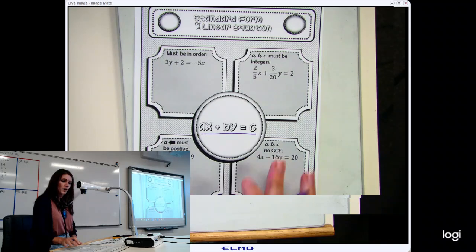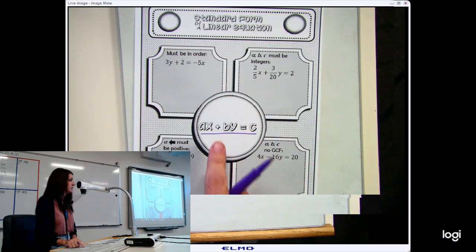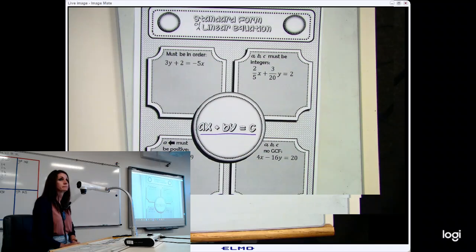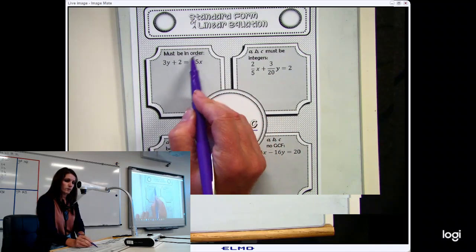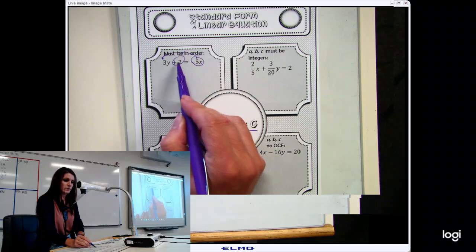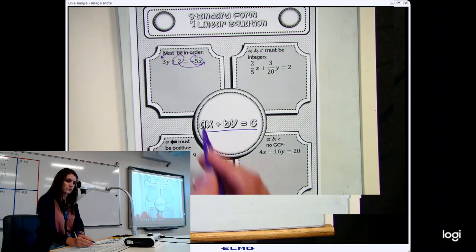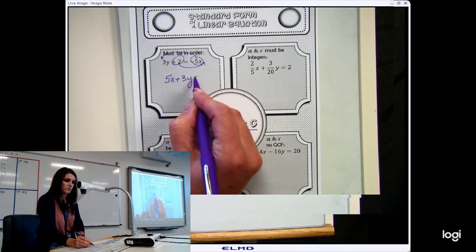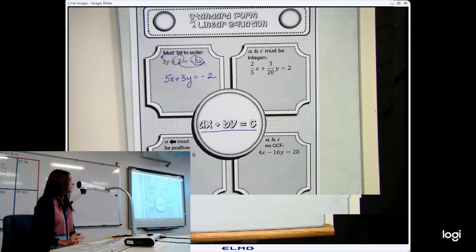So, first thing being, it has to be in order. Is it in that order? No, so you have to rearrange it. What do you need to move? This here and this here. All right, that's just a little flip-flop. We can do that. And now it's in standard form.